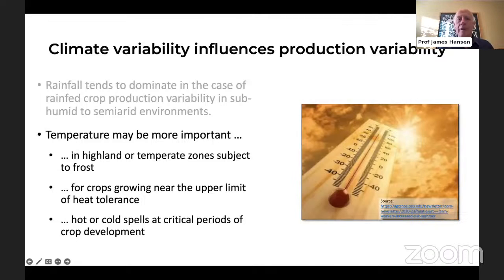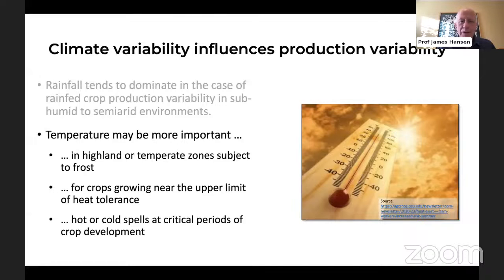Temperature can be more important in certain circumstances. So, for example, in highland regions of the tropics or in temperate zones that are subject to frost, if a frost occurs while the crop is growing, then you can have damage and loss of production. Crops that are grown near the upper limit of their heat tolerance. This is a growing concern, for example, in the case of coffee. As temperatures are rising, we have more and more seasons where productivity and quality is affected.